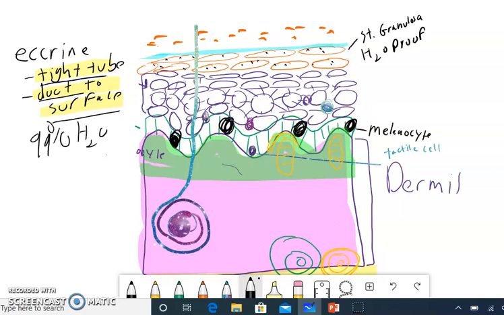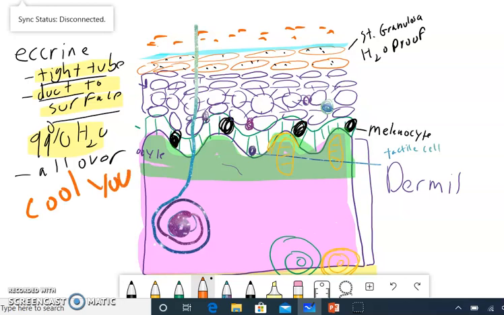Why does sweat taste salty? Well, it has ions in it, and the water evaporates. That's what it's supposed to do, leaving the ions behind. And these are all over. So, on the test, I'm going to ask you, what is the sweat made up of for eccrine glands? It is 99% water. It is to cool you. They are found all over.